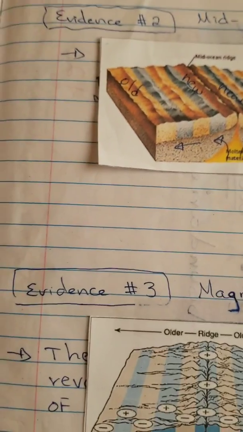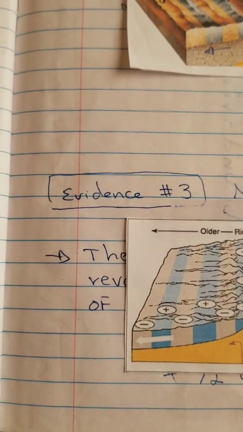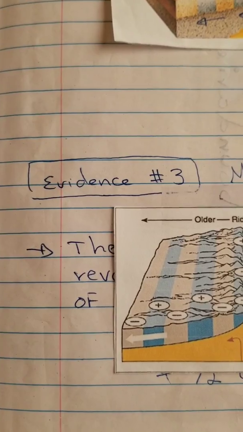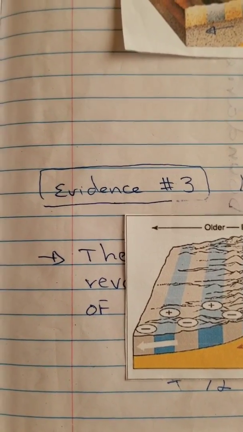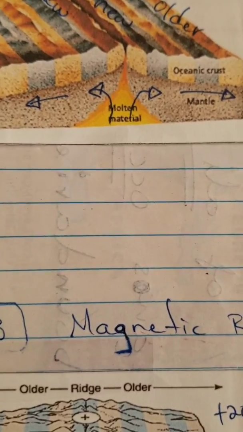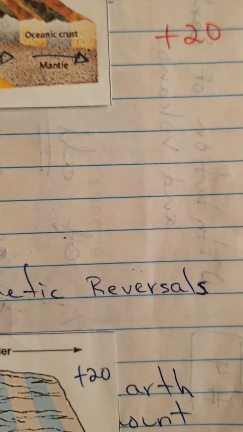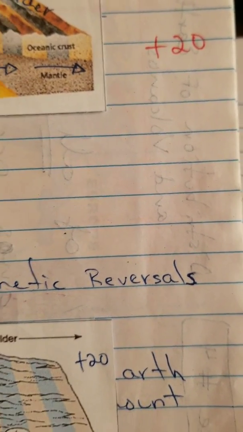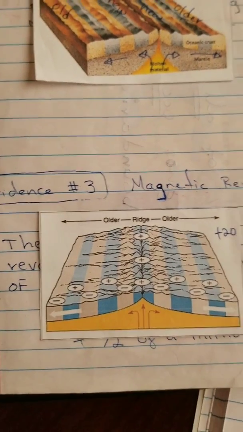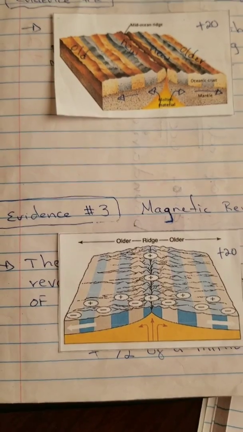Let's take a look at evidence number three. Evidence number three, I think I'm gonna send a whole video for you, and you're also gonna be creating a little activity with them. Evidence number three is called magnetic reversals. Magnetic reversals. Okay, that's a little complicated type of topic that you need to understand.